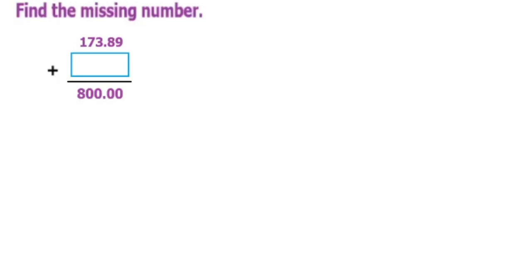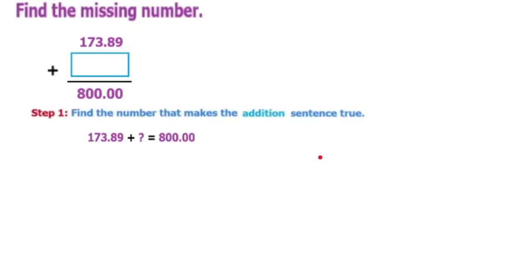In this video, we're going to find a missing number, and the missing number is going to be a decimal up to hundredths. Okay, so if we have a problem like this that says find the missing number, and we have 173.89 plus some number has to equal 800.00. So the first step is to find the number that makes the addition sentence true. So how do you do that?